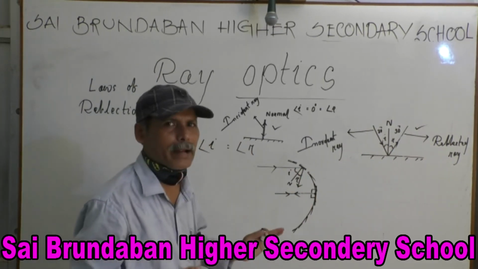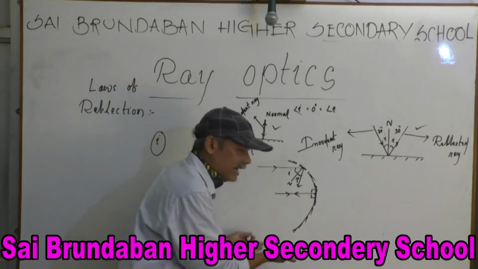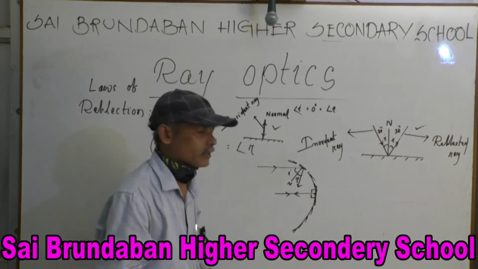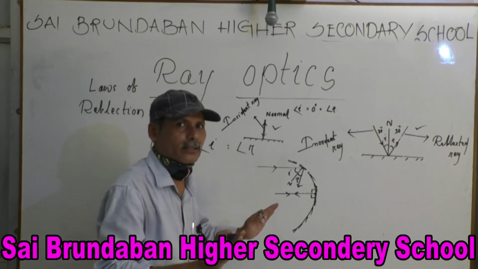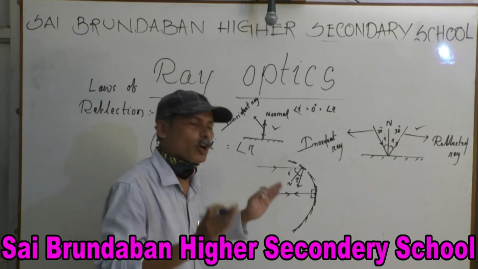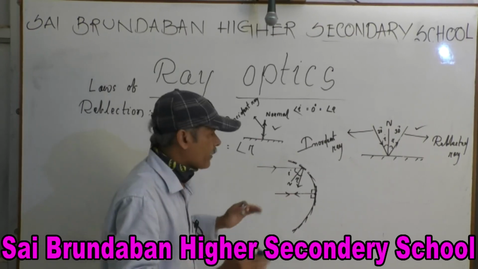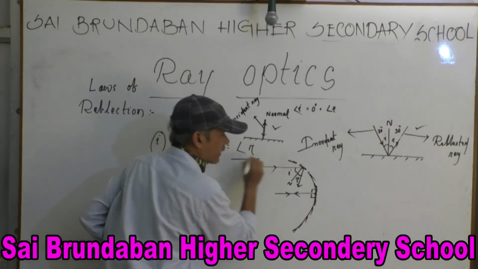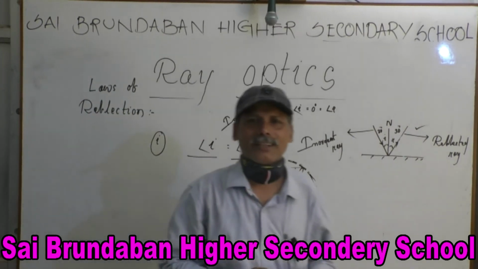So whatever it may be, concave mirror or convex mirror, in every case of spherical mirror or plane mirror, I must be equal to R. Okay? All the best.